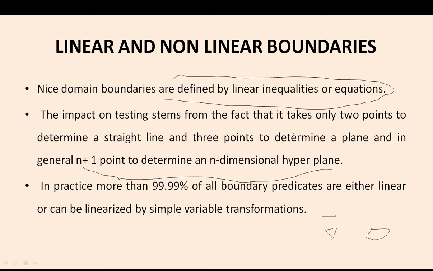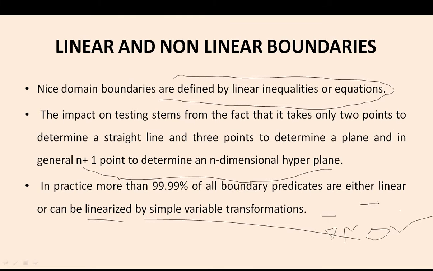In practice, more than 99.9% of all boundary predicates are either linear or can be linearized by simple variable transformations. This is one of the more important and very good properties of nice domains. If it is not linear, we can linearize it by simple variable transformations. And whatever two points there are, we can connect them, so as to form a straight line, a plane, and an n-dimensional structure.